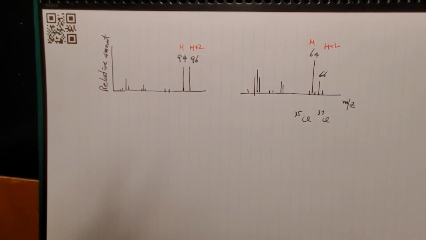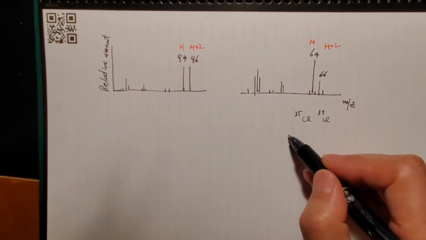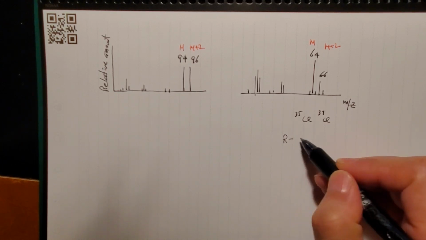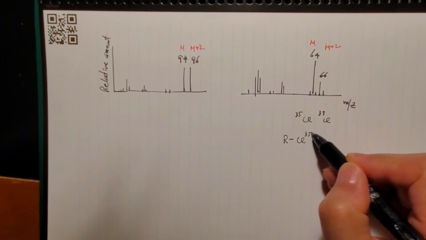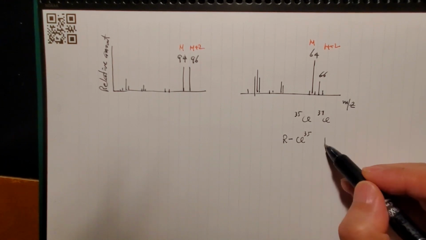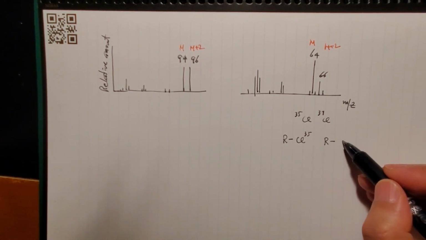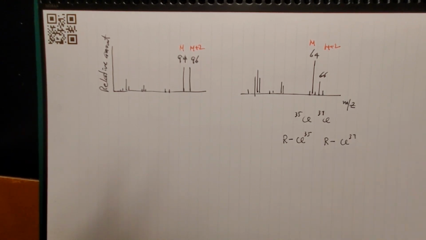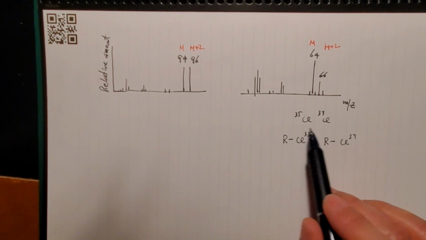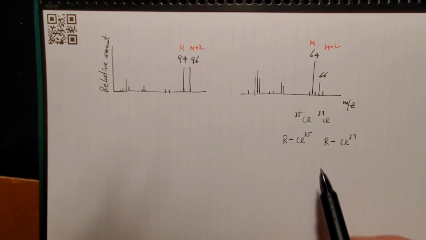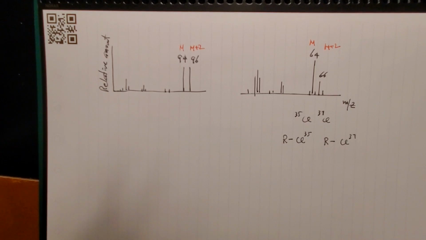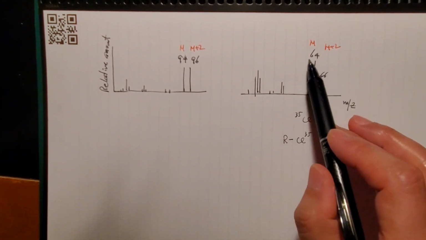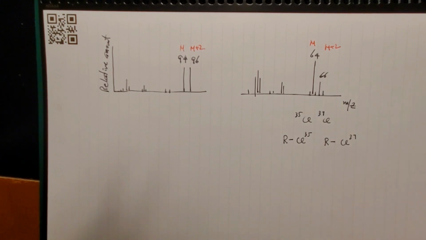this peak is the one that has R group with a chlorine 35, and that peak is the one that has the same R group with the chlorine 37 isotope, and in nature 35 is 3 times more abundant. And if you calculate the molecular weight, then neither 64 nor 66, it's going to be the average of the 2. I'm just going to remind you of that.